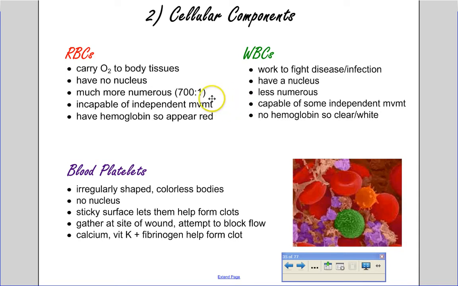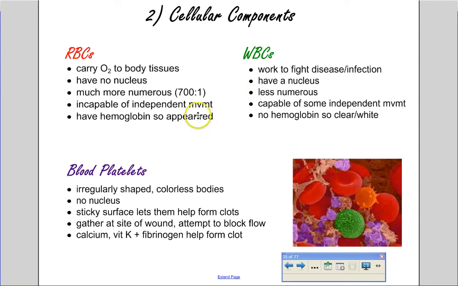Another thing, red blood cells are incapable of independent movement. So basically they're floating along in the current of the blood as it's being pushed by the actions of the heart. White blood cells, on the other hand, are capable of some independent movement. Macrophages are a special type that are almost like Pac-Man, and they go and try to catch the invaders.